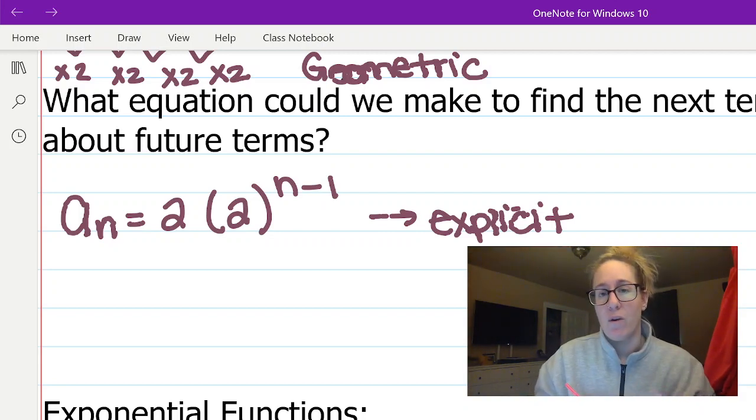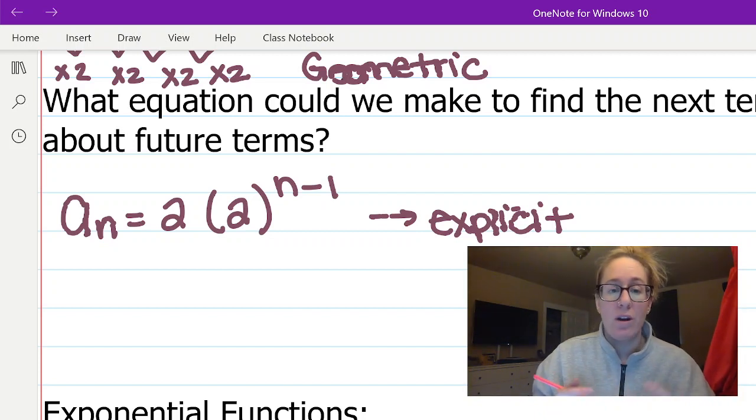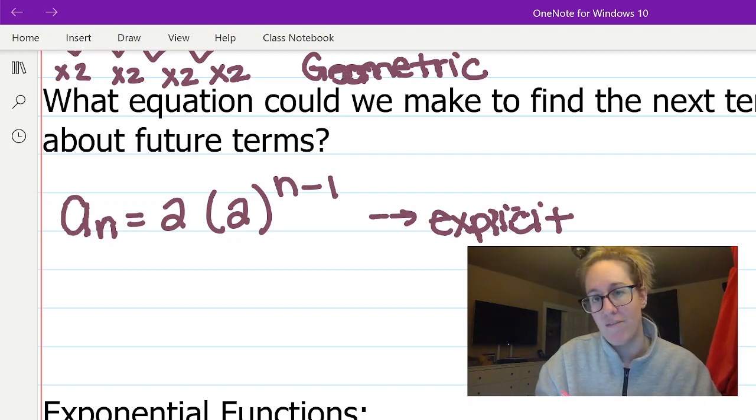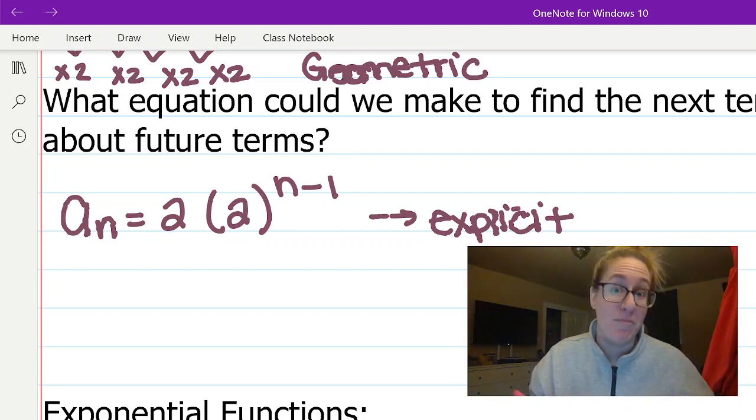Now, I said before, functions need to be continuous. In order for our sequence, which is now a function, to be continuous, you have to put restrictions on what you can have as your base number. Specifically, you have to have positive base numbers.